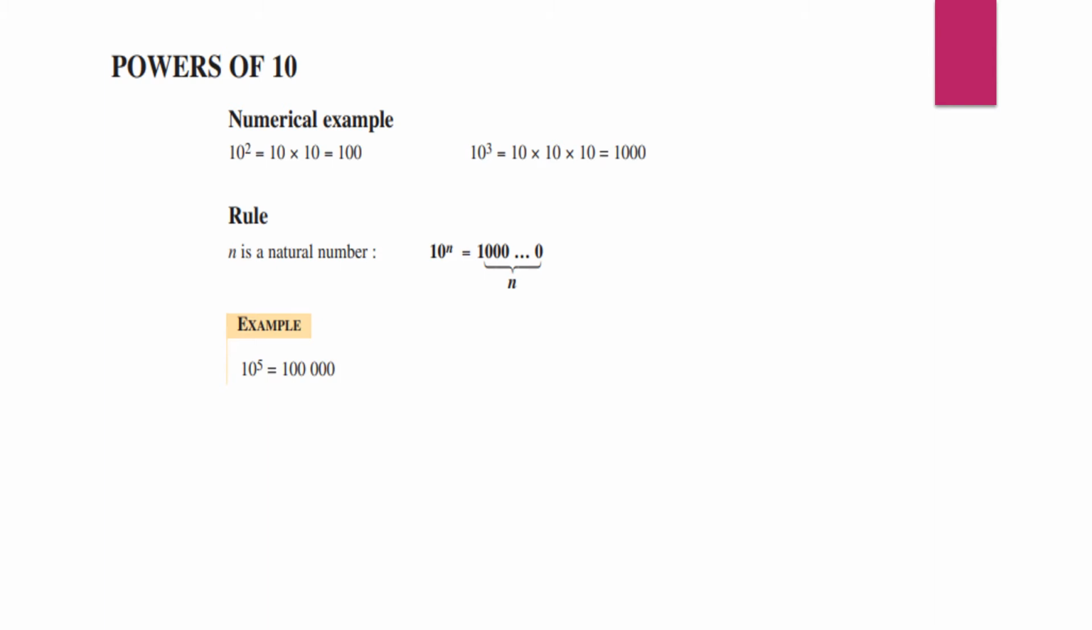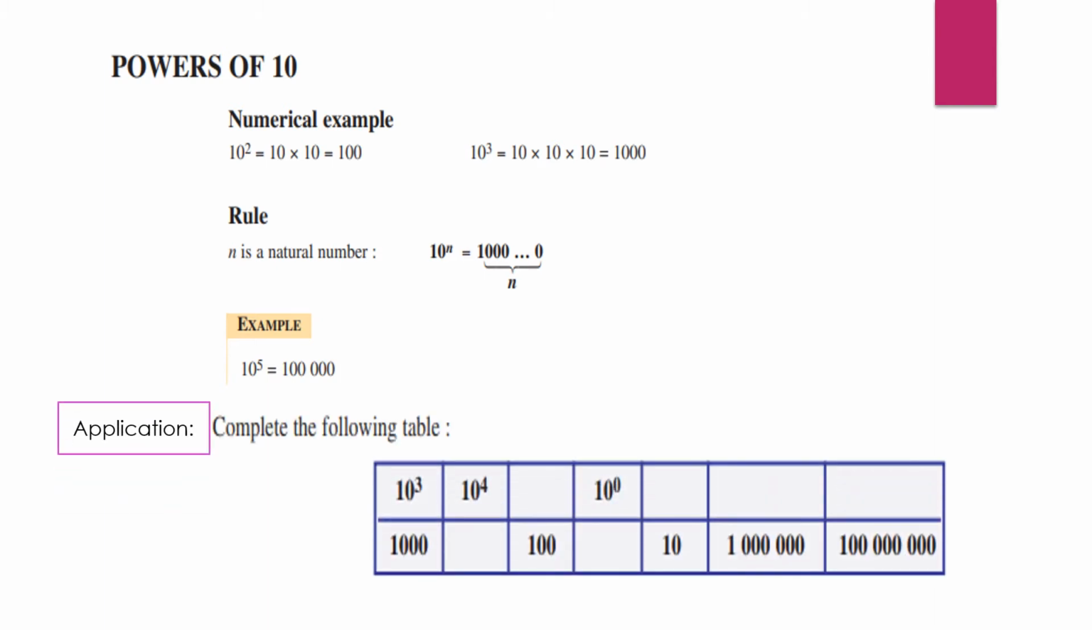Okay, let's continue. Application. Complete the following table. In this table, we have two rows. In the first row, the numbers are written as powers of 10, and in the second row are natural numbers. In the first example, 10 power 3, we have 3 as an exponent. So we have 3 zeros beside 1. Second one, 10 power 4, we have 4 as exponent. So we should write 4 zeros beside 1.